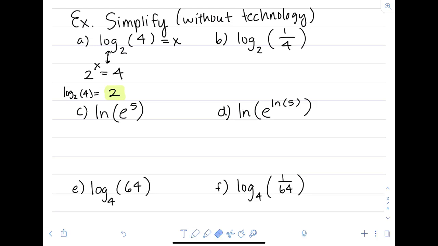Okay, so let's try that with the next one. Rewriting it in exponential form, 2 to the x equals 1/4. And it might help us when we have these fractions to write what we do know is a power of 2. Do you agree that 4 is 2 squared? So when you see it in the denominator, that means that your x should be negative. So that would be negative 2.